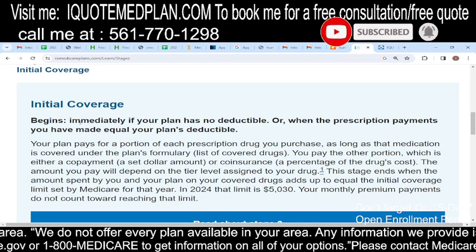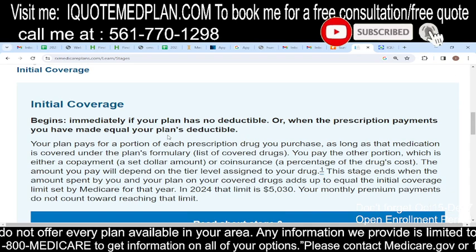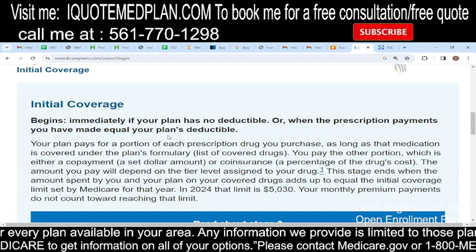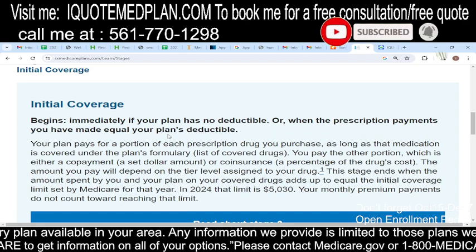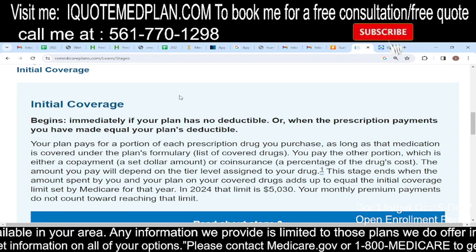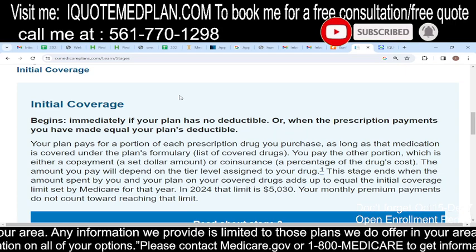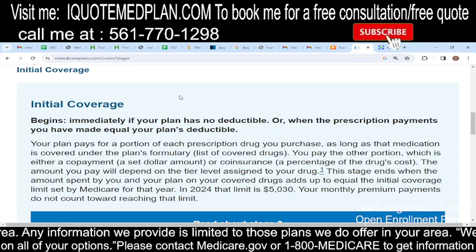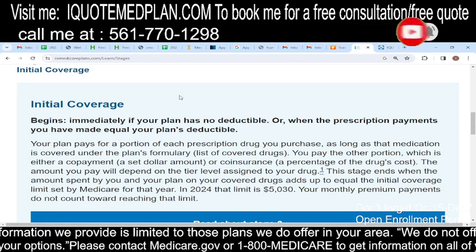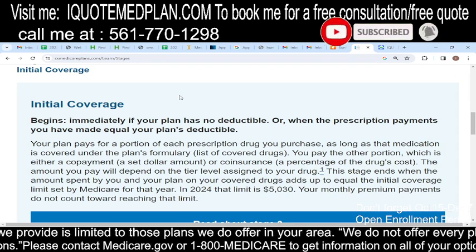It says initial coverage begins immediately if your plan has no deductible or when the prescription payments you have made equal your plan's deductible. Your plan pays for a portion of each prescription drug you purchase, as long as that medication is covered under the plan's formulary, the list of covered drugs. You pay the other portion, which is either a copayment, a set dollar amount, or coinsurance, a percentage of the drug cost.